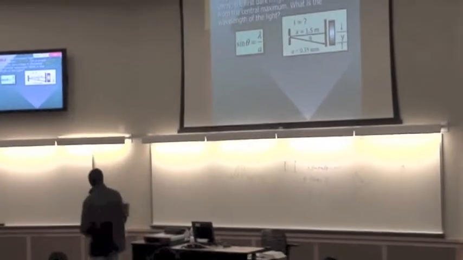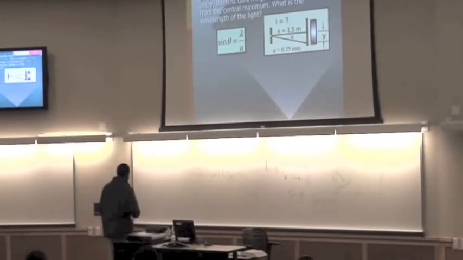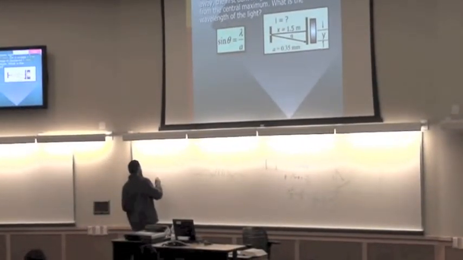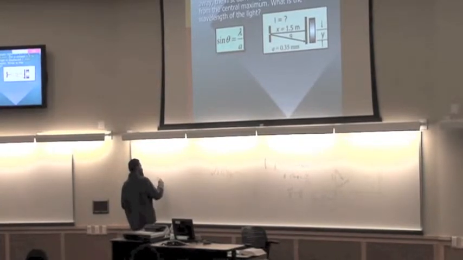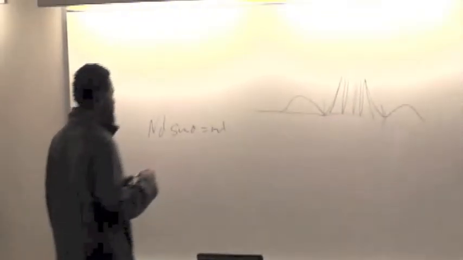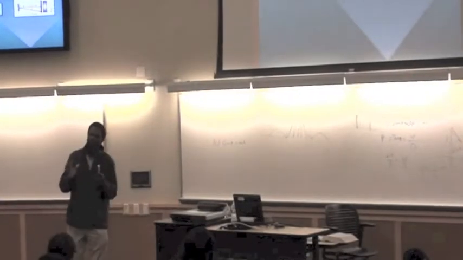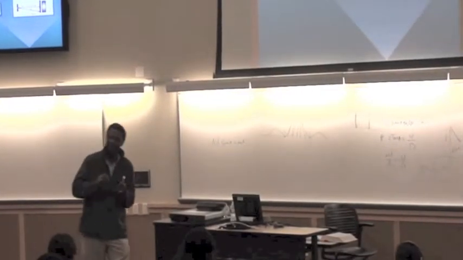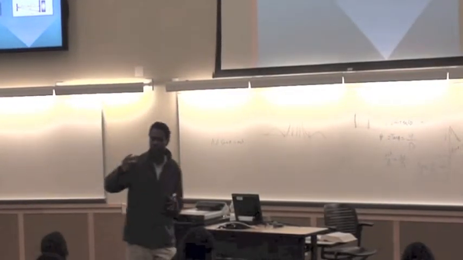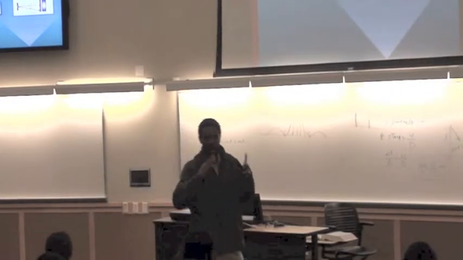Because now if you increase the number of slits, then N d sine theta must be equal to m lambda. So increasing the number of slits is going to make your wave profile more narrow, but sharper. So they will be brighter when you have a lot more slits.